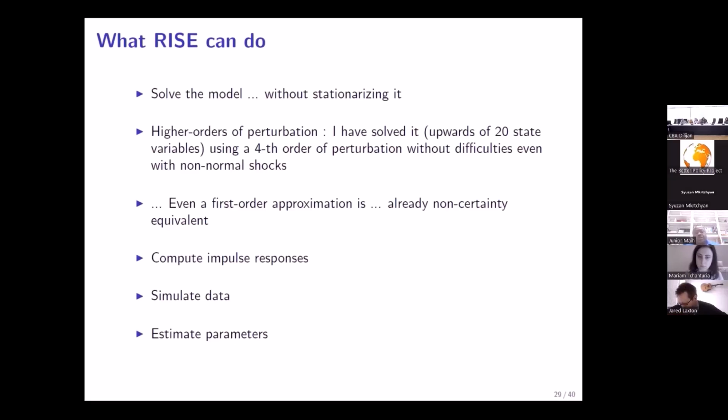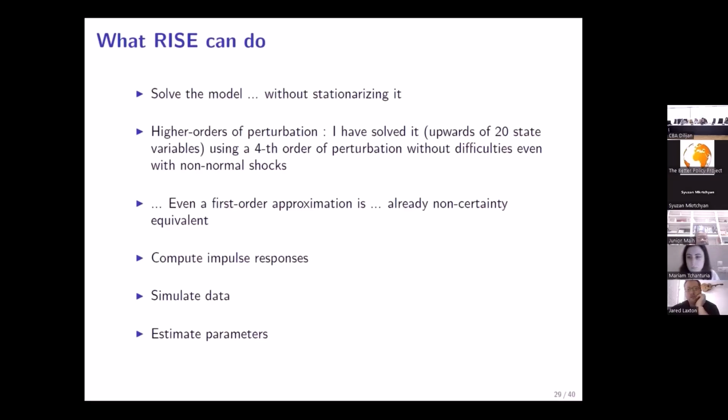Because we're doing regime switching, as I was telling you earlier, in normal times, you are driving your car, and you have some precautionary behavior motive, because you form expectations about what potentially could happen in the future. And so in this environment, even a first order approximation is already non-certainty equivalent, something that we do not have in constant parameter models.